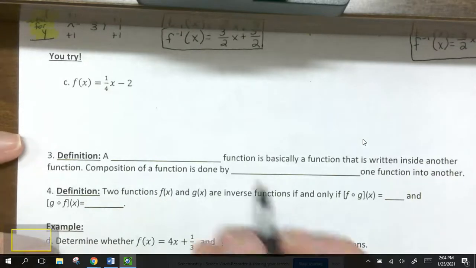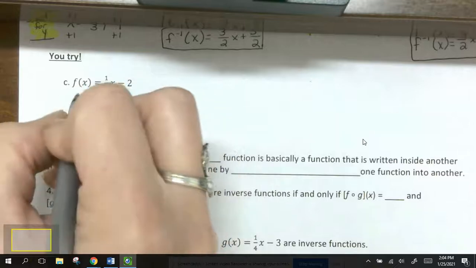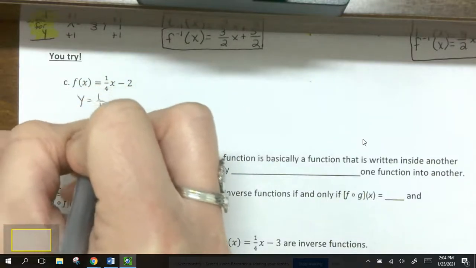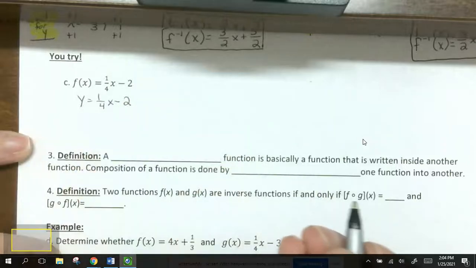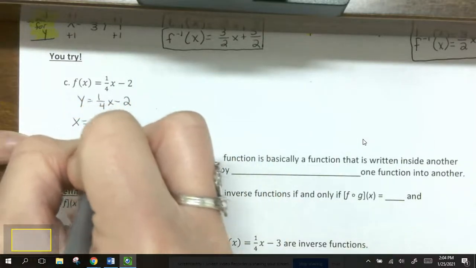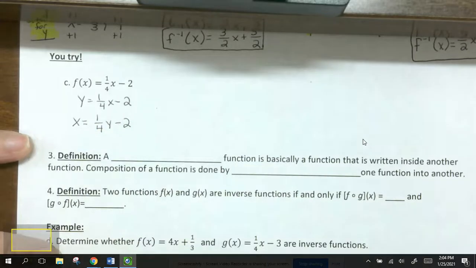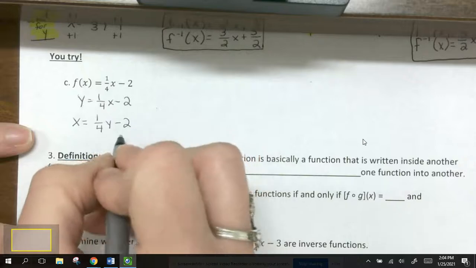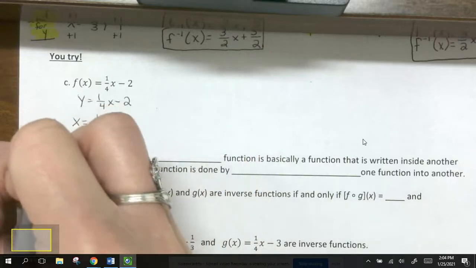Okay, hopefully you've worked this problem. And so we're going to replace now this f of x with y. That's your first step. Then you're going to switch x and y. So x equals 1/4 y minus 2. Then you're going to start solving for y. So this is the point where you solve for y.